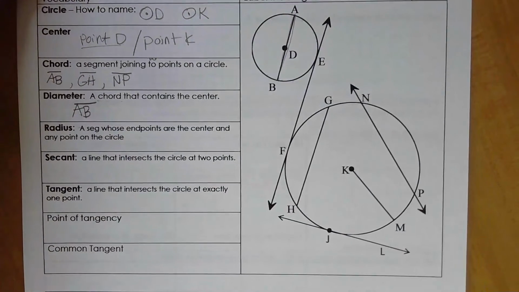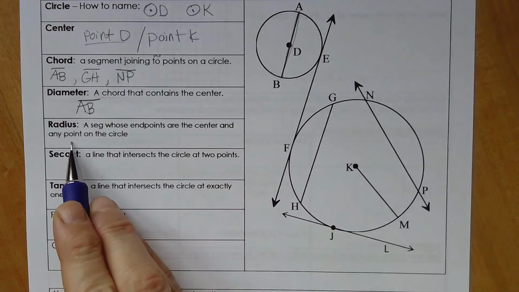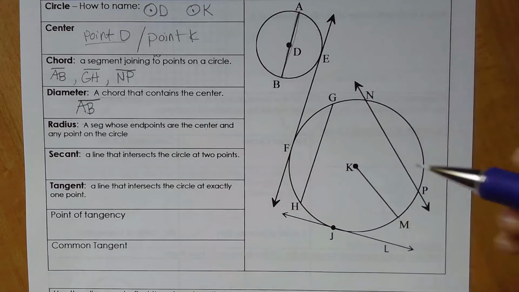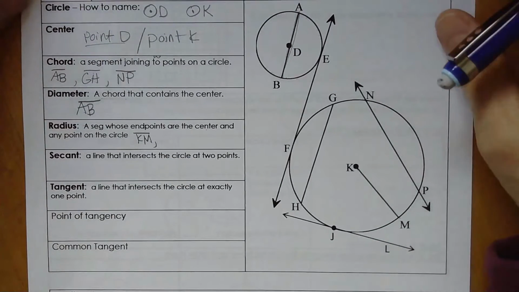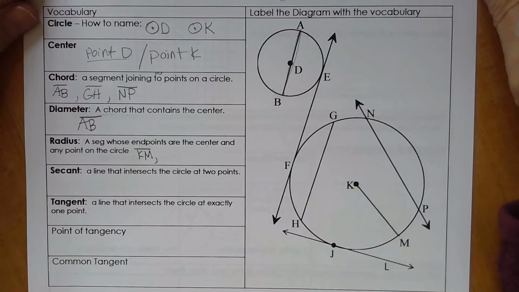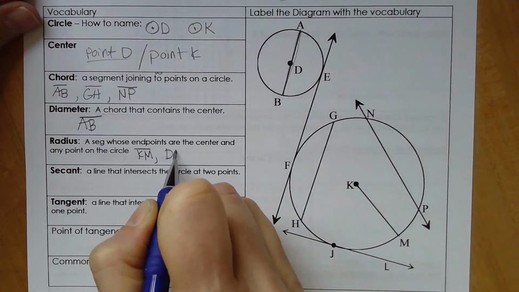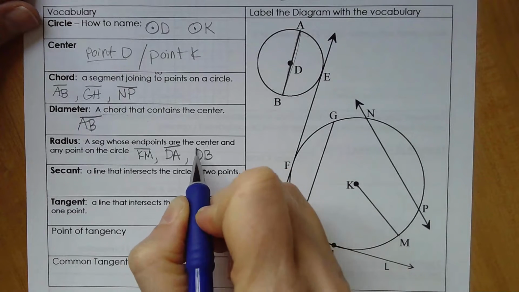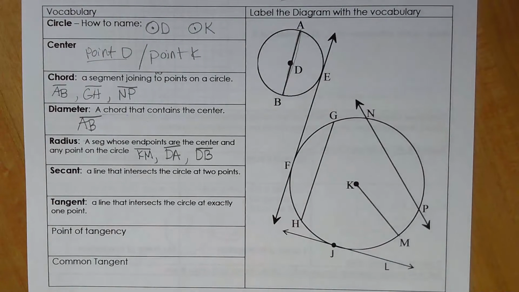A radius is a segment whose endpoints are the center and any point on the circle. So the obvious radius is from K out to M. There are two other radii. The plural for radius is radii. So from D out to A, that's also a radius. And from D to B, that's also a radius. And you can name them in the reverse order as well, BD and AD. Those are kind of familiar terms.